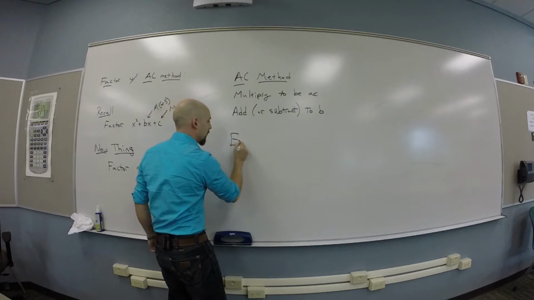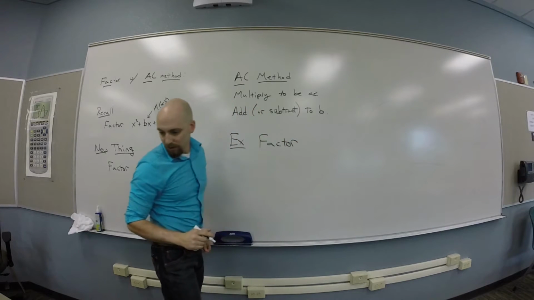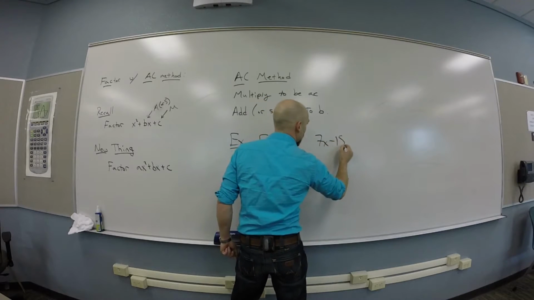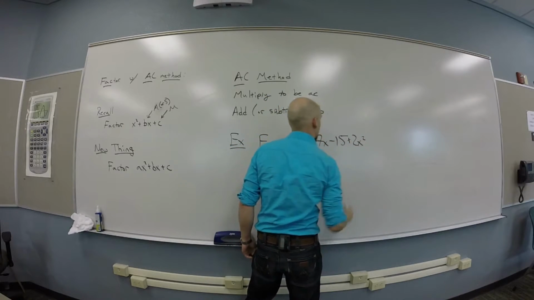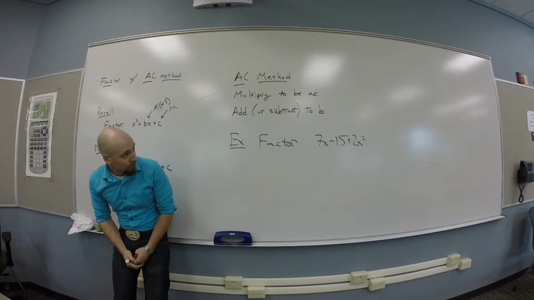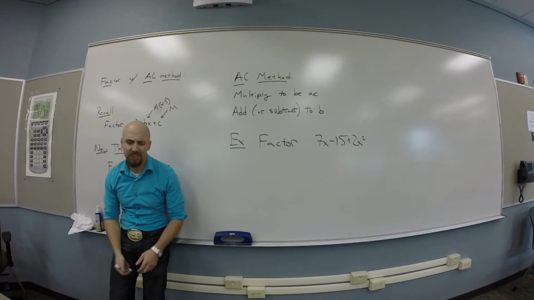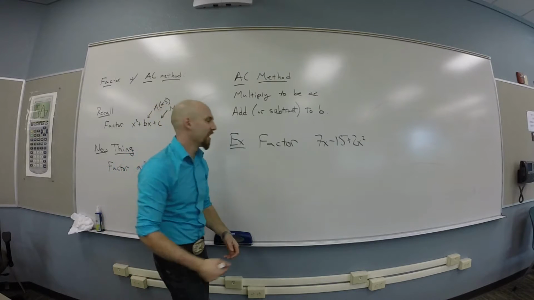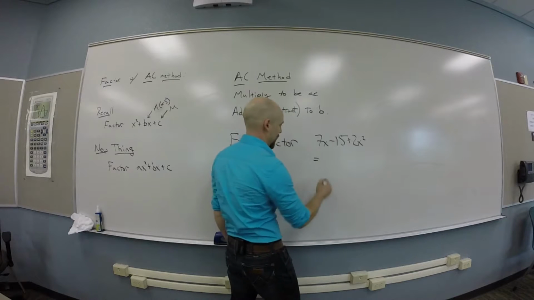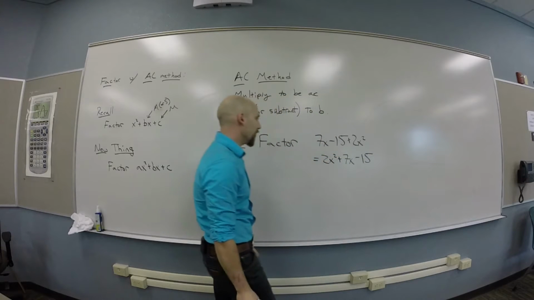Okay, so let's factor another one: 7x minus 15 plus 2x squared. First things first, write in standard form for all of them. This is in an awkward order, so let me rewrite it. I'll rewrite this as what? 2x squared plus 7x minus 15. Very nice. So I rewrite in standard order.